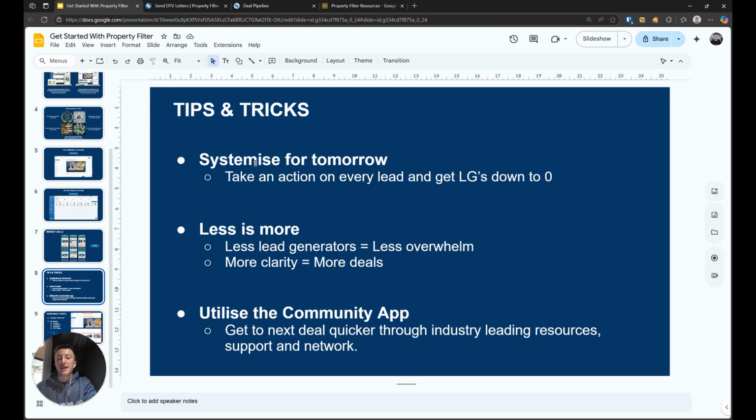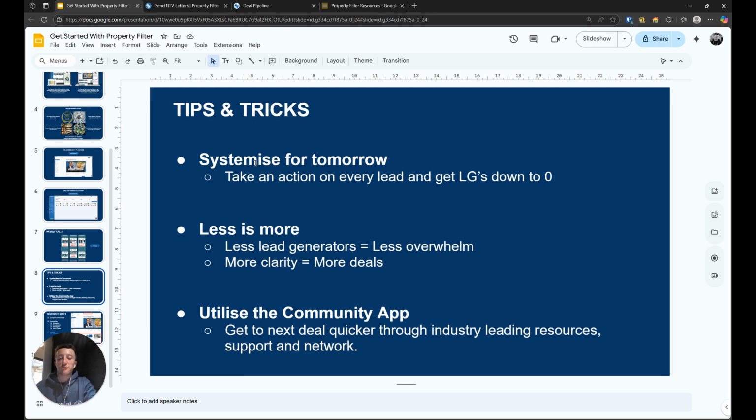The next one is about less is more, and of course this can apply to so many elements of life. That's less lead generators, which will give you less overwhelm. You'll then have more clarity, and then it will lead to more deals. But it also applies to, instead of watching all of the videos, just watch some of them, watch less of them, and then take more action.